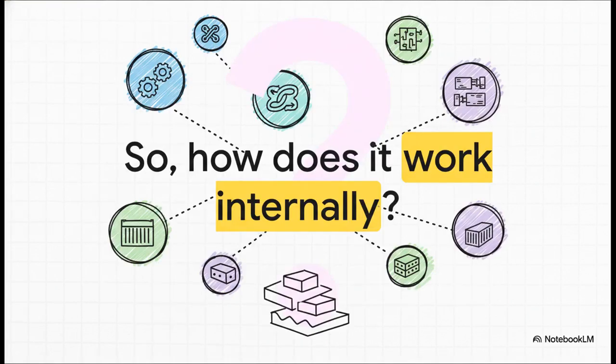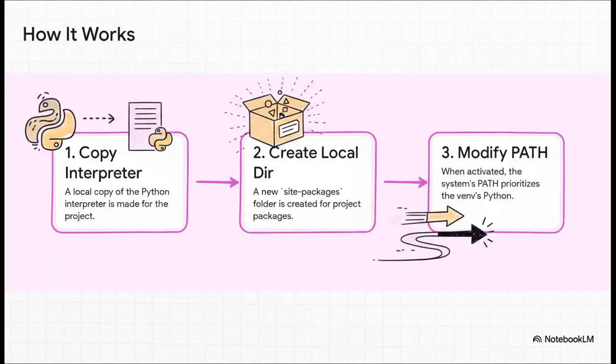Okay, so creating these isolated bubbles for our code sounds kind of like magic, right? But it's not. So how does it actually work? What's really going on under the hood? The secret sauce here is actually pretty straightforward. It's a three-step trick. First, when you create a venv, it makes a little copy of your Python interpreter and sticks it right inside your project folder. Second, it creates a brand new, totally empty site-packages folder. This is where all your project's special libraries will live.